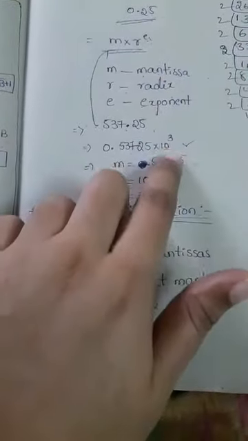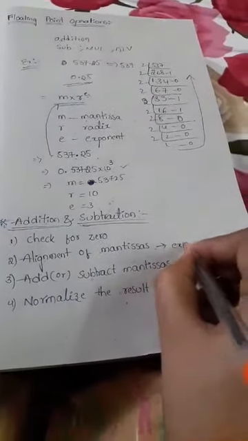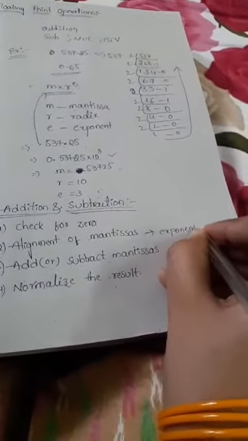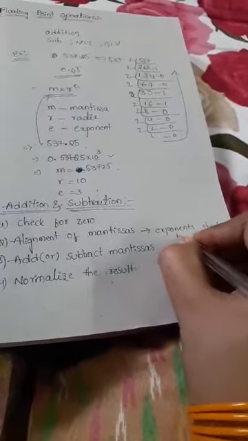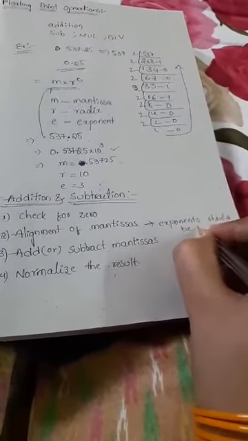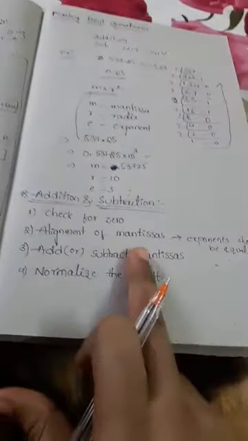That is nothing but the exponent values should be equal in this position. We have to check that the exponent should be equal. Then only addition or subtraction is possible. Remember that point. That is alignment of mantissas.